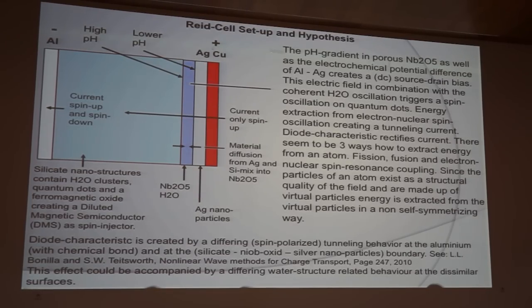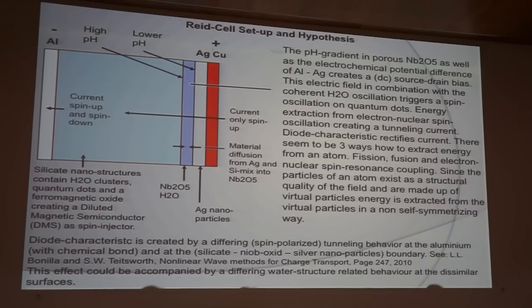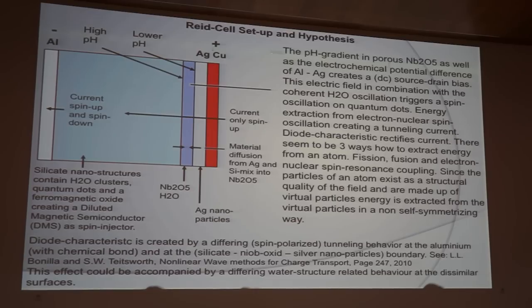This electric field, in combination with the coherent water oscillation, triggers a spin oscillation on quantum dots. Energy extraction from electron-nuclear spin oscillation, creating a tunneling current. The diode characteristic then rectifies the current.